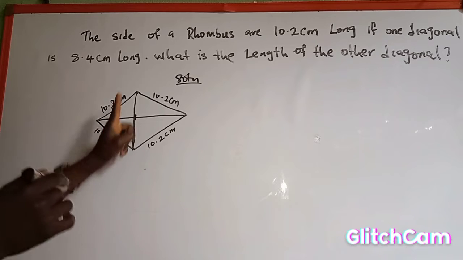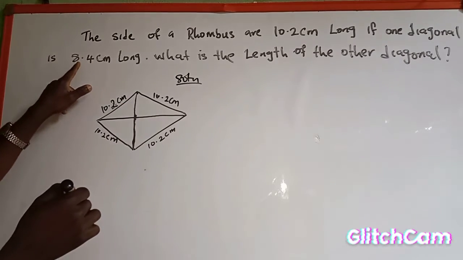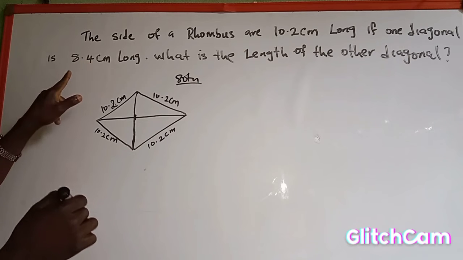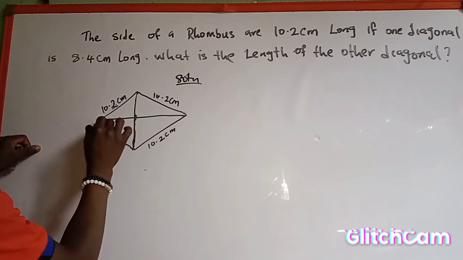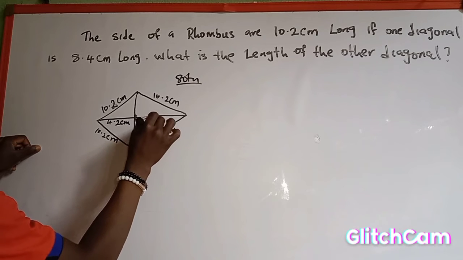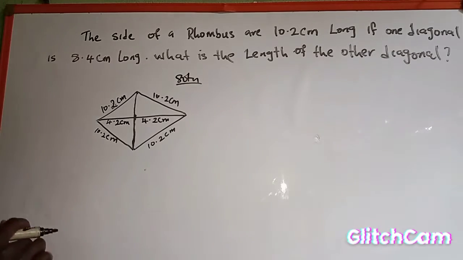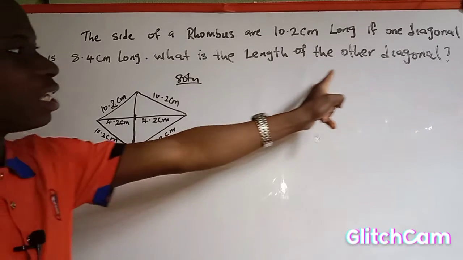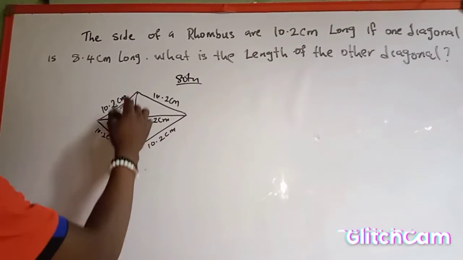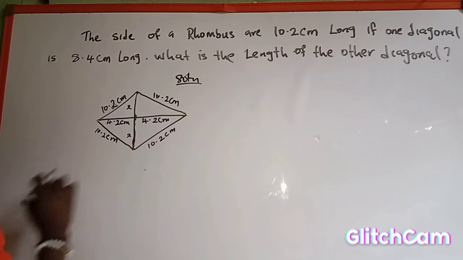But since the second diagonal divides it, we're going to divide this 8.4 centimeter. 8.4 divided by 2 will give me 4.2. We have 4.2 centimeter here, then 4.2 centimeter. If you add them, you still get 8.4 centimeter long. And the question is, what is the length of the other diagonal? This is the second diagonal. So we are asked to calculate the length from here to here.